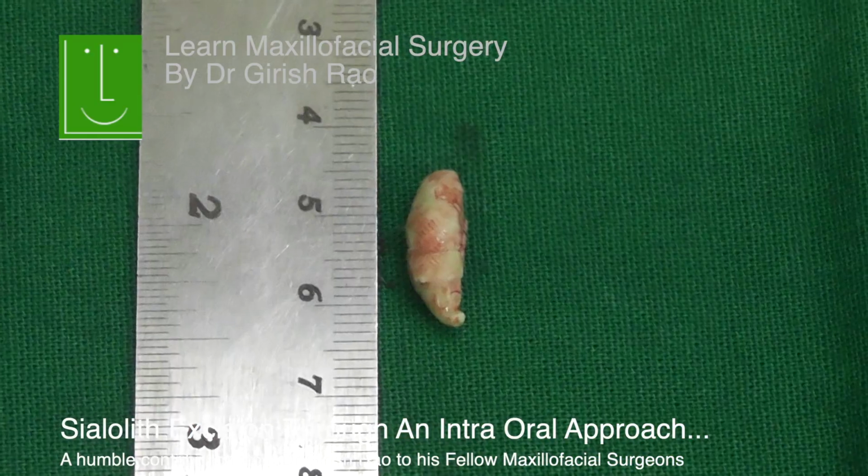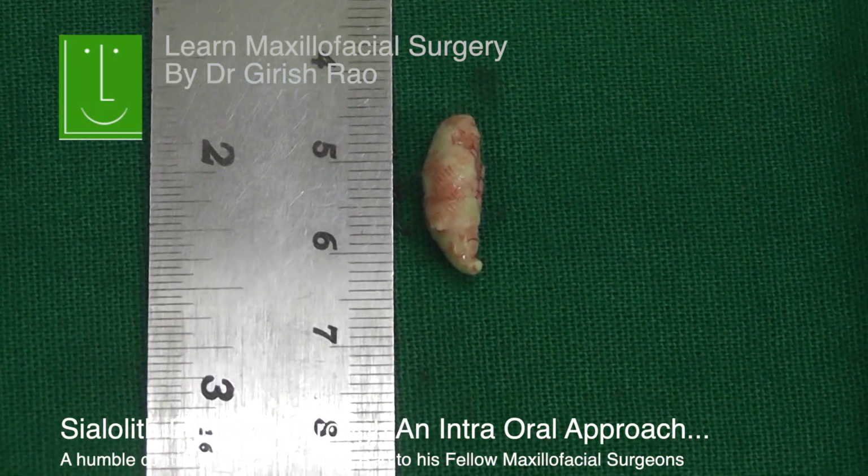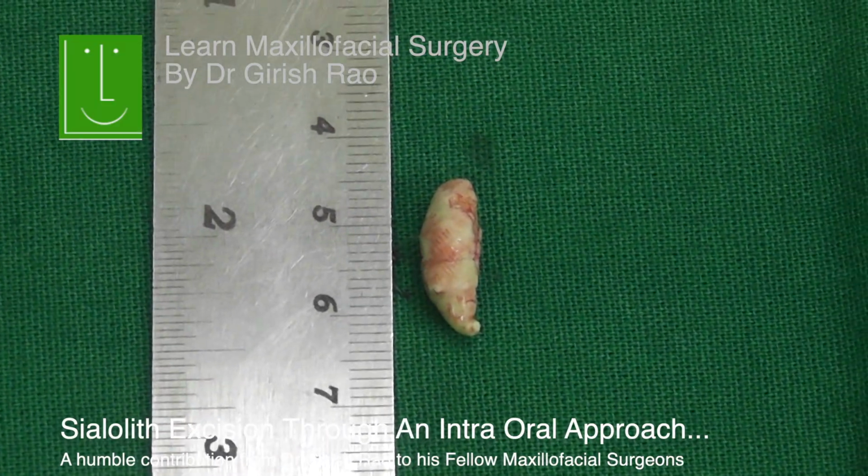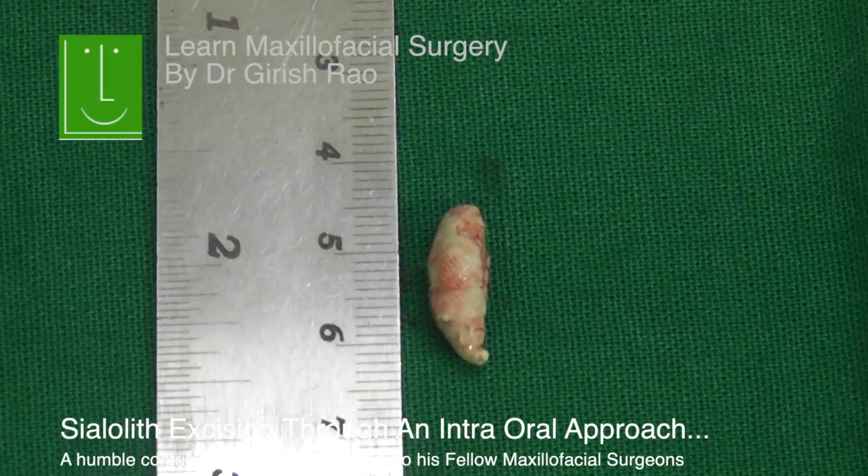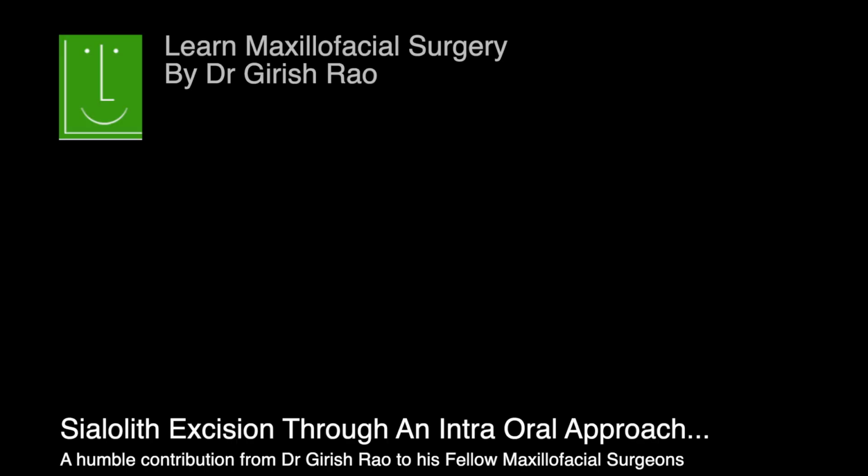And that's the stone which you're seeing there. It's almost about 15 millimeters long and about 4 millimeters in width. So it's a large stone. Once the stone is removed, the patient becomes totally asymptomatic. The neck swelling will go off, and she is back to her normal activities.